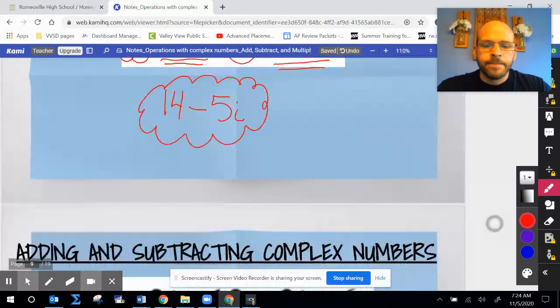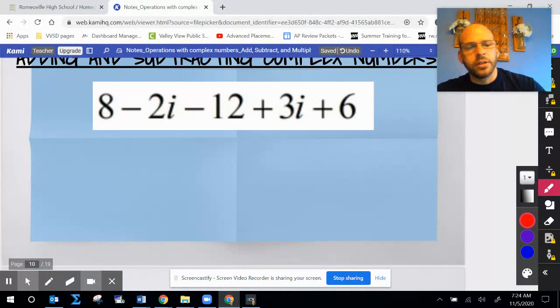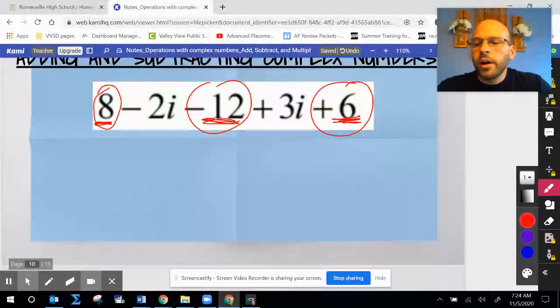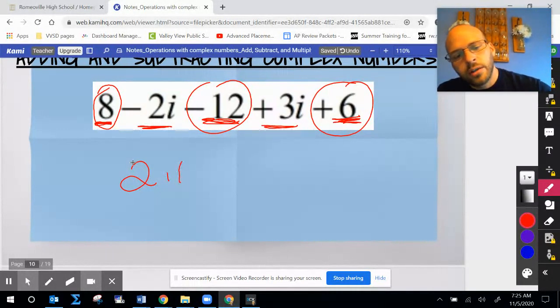Okay? Now, we've got one more of these, and then we're going to do something a little bit more interesting. So again, 8 minus 12. Now careful, because I have 3 real numbers in this. So if I combine an 8, a -12, and a 6, 8 minus 12 is -4, plus 6 would be 2. -2i plus 3i is 1i.